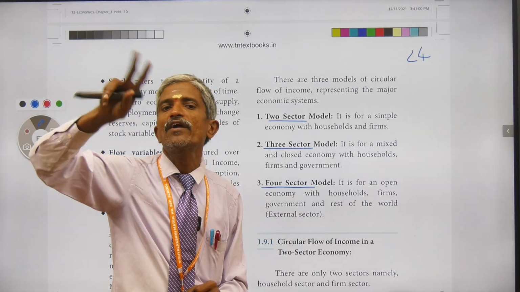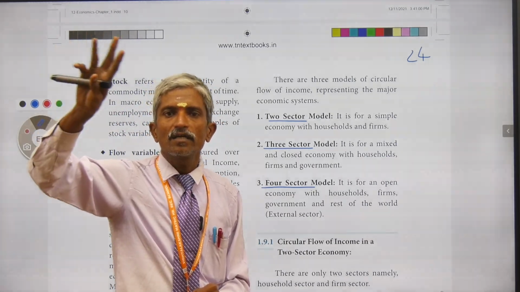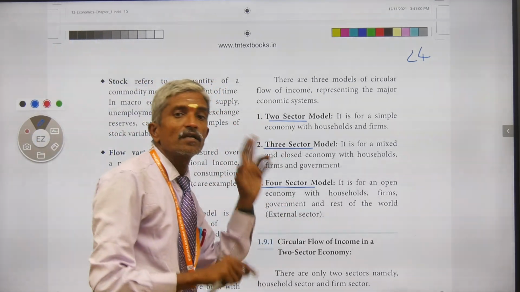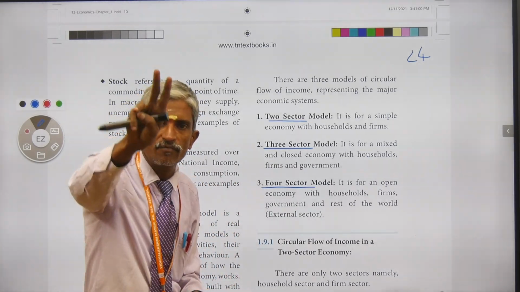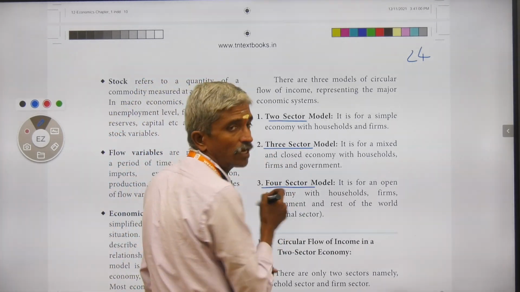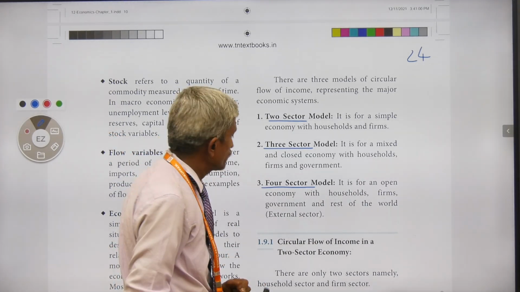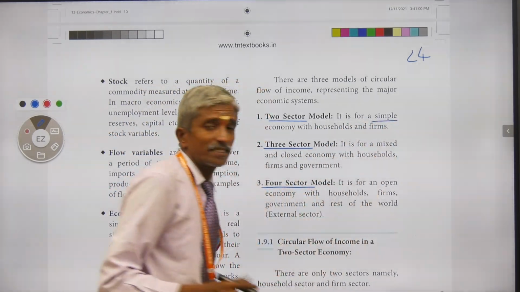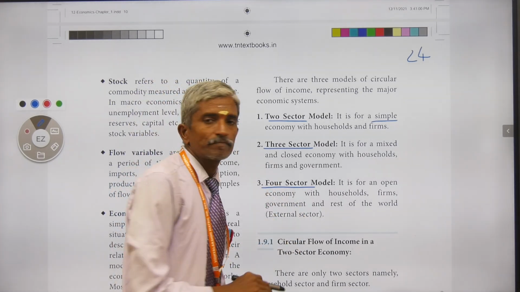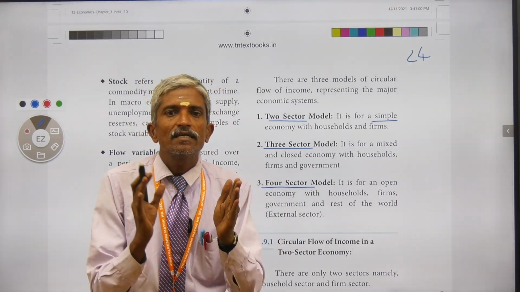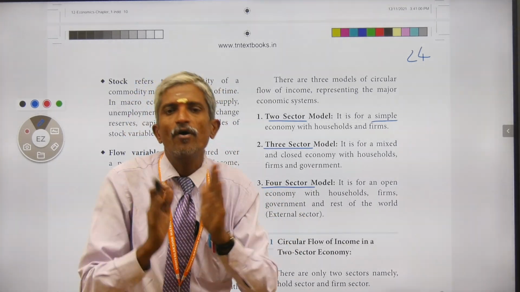For example, a coin has 2 faces. Clear? A coin has 2 faces. The same thing is for model, we should use the term 2. One is 2 sector, another one is 3 sector, next one is 4 sector. 2 sector is a simple economy. It means a relationship between 2 important things.